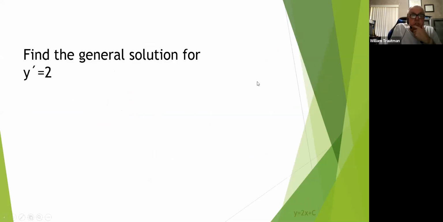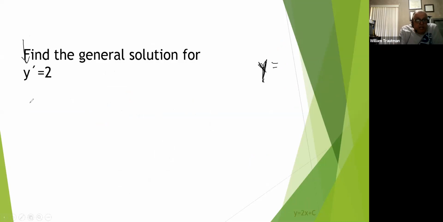Find the general solution for this problem. And the general solution, by the way, means, what does y equal? The general solution is y equals, right? We're trying to find y. Here we have y prime, we have the derivative. So we have to find out what y equals.